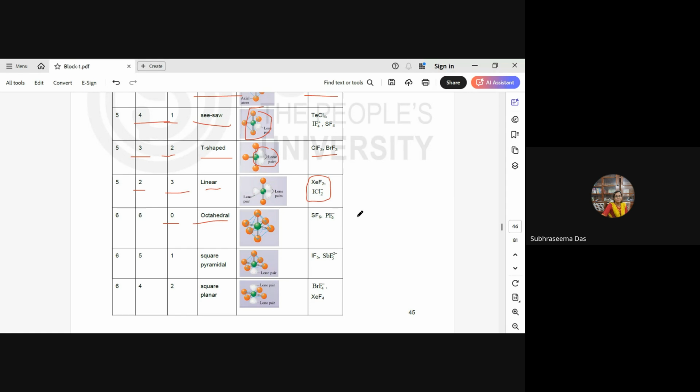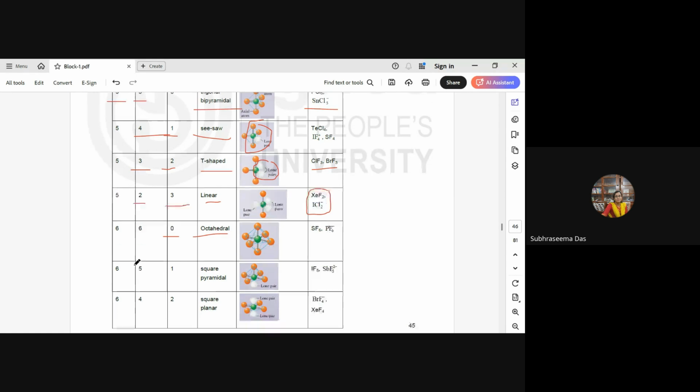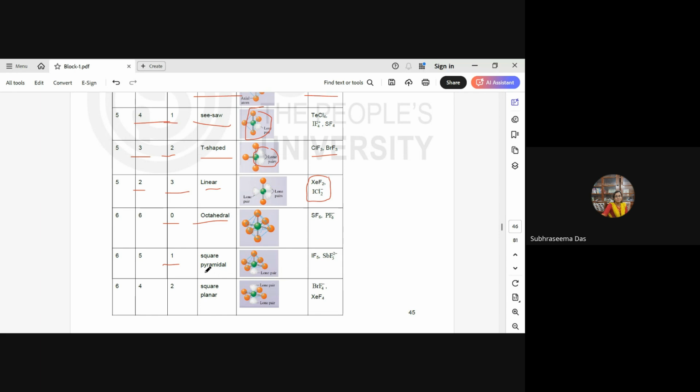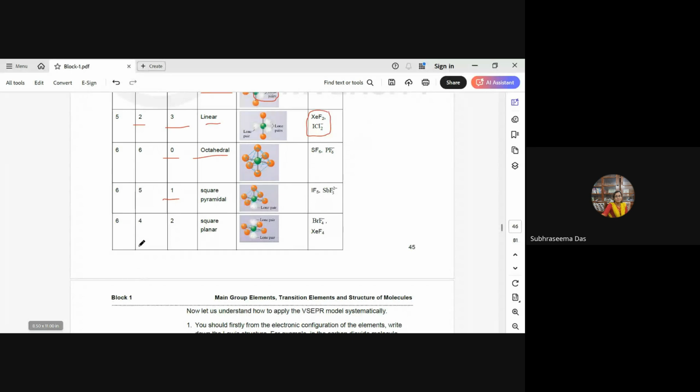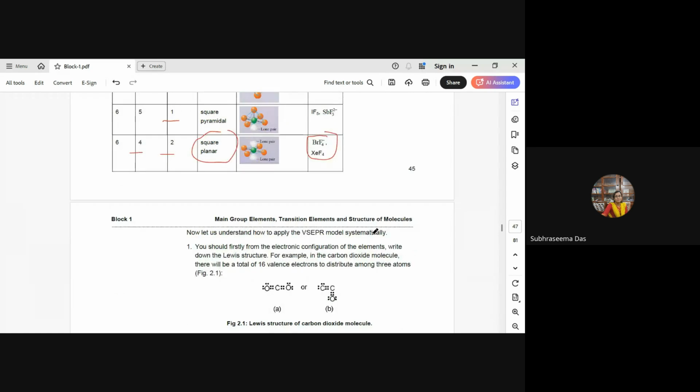Now, when there are five bond pairs and one lone pair, then it is square pyramidal in nature. And if there are four bond pairs and two lone pairs, then it is square planar in nature, and common examples are XeF4 and BrF4 minus.